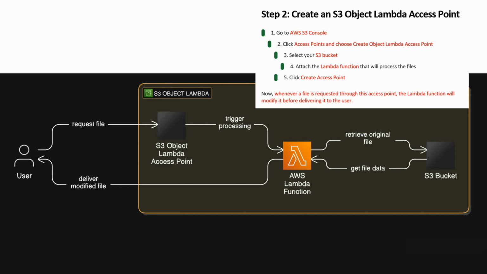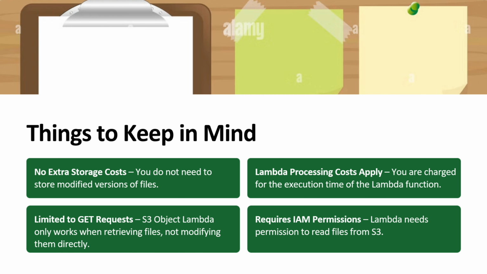Things to keep in mind. No extra storage cost, because you do not need to store modified versions of the files. Lambda processing cost applies, because you are charged for the execution time of the Lambda function. Limited to GET requests, because S3 Object Lambda only works when retrieving files, not modifying them directly. Requires IAM permissions, because Lambda needs permission to read files from S3.